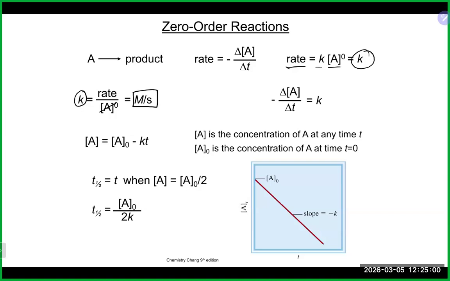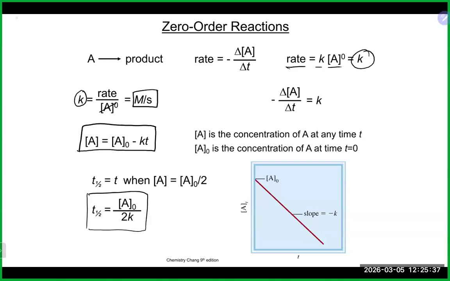In this case, the concentration-time formula for a zero order reaction is very similar to first order, except there is no natural log. The final concentration is equal to the initial concentration minus k, our rate constant, times time. The half-life here is also dependent on the initial concentration: the initial concentration divided by 2k is the half-life equation.